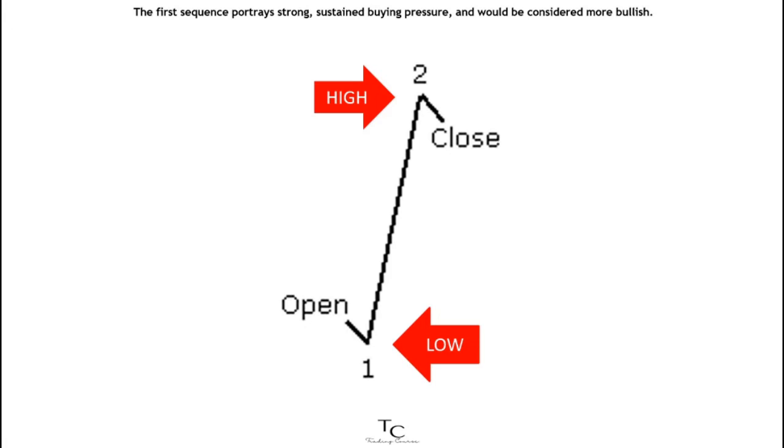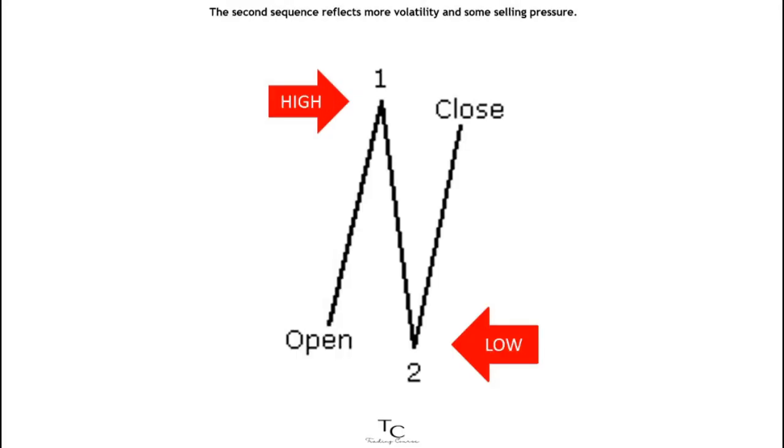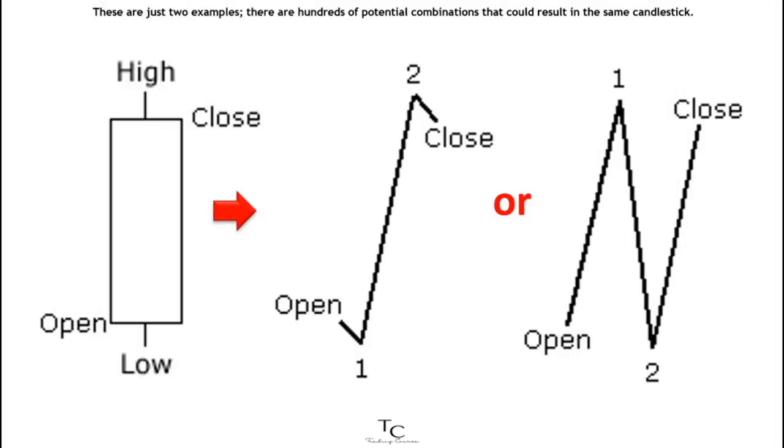The first sequence portrays strong, sustained buying pressure, and would be considered more bullish. The second sequence reflects more volatility and some selling pressure. These are just two examples. There are hundreds of potential combinations that could result in the same candlestick.